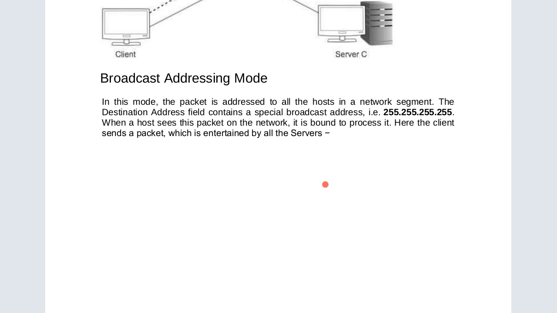Now, what is a broadcast addressing mode? In this mode, the packet is addressed to all the hosts in a network segment. So the destination address field contains a special broadcast address. I want to give an example, like you have one machine with an IP address 192.168.0.1. That is an IP address of one machine, like the client machine in my previous diagram.